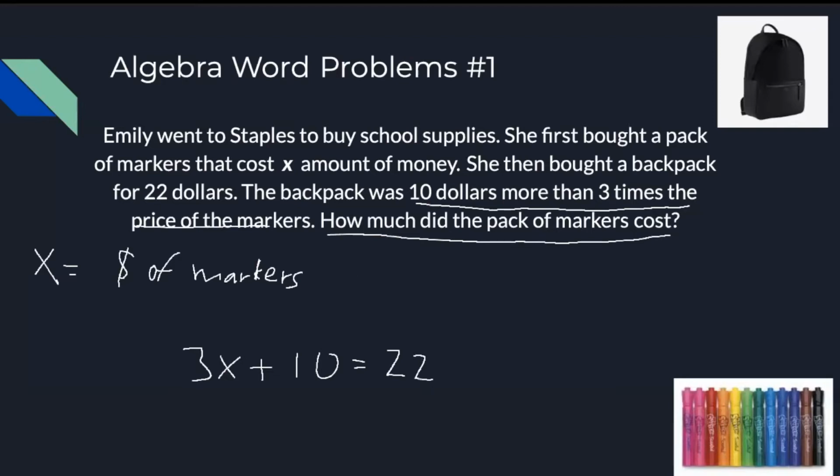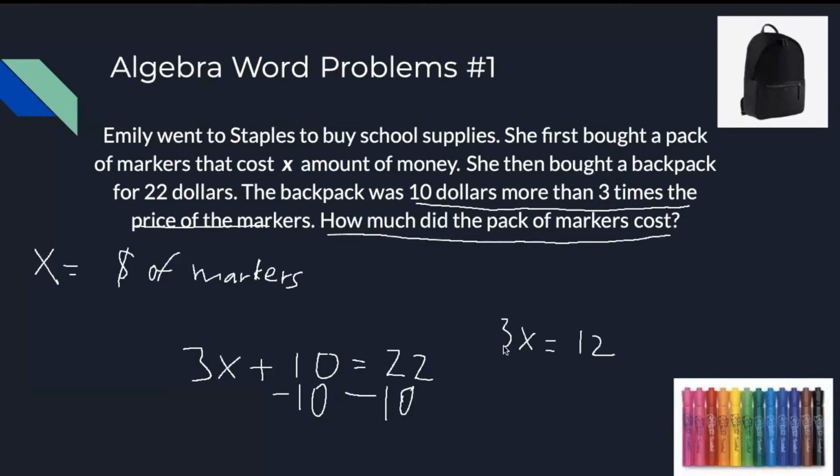And then does someone remember how we can solve this? Claire? You first have to minus 10 on both sides. So we get 3x equals 12, because 10 minus 10, those two are canceled out, and 22 minus 10 is 12.